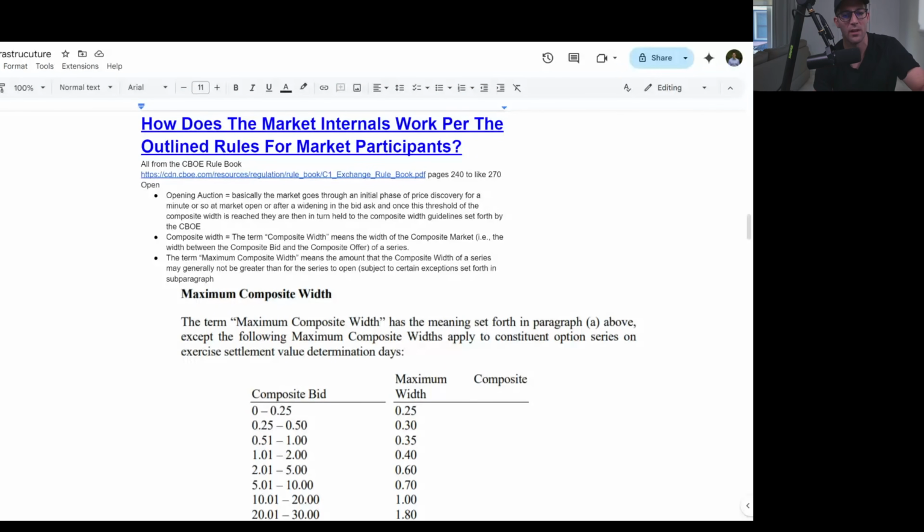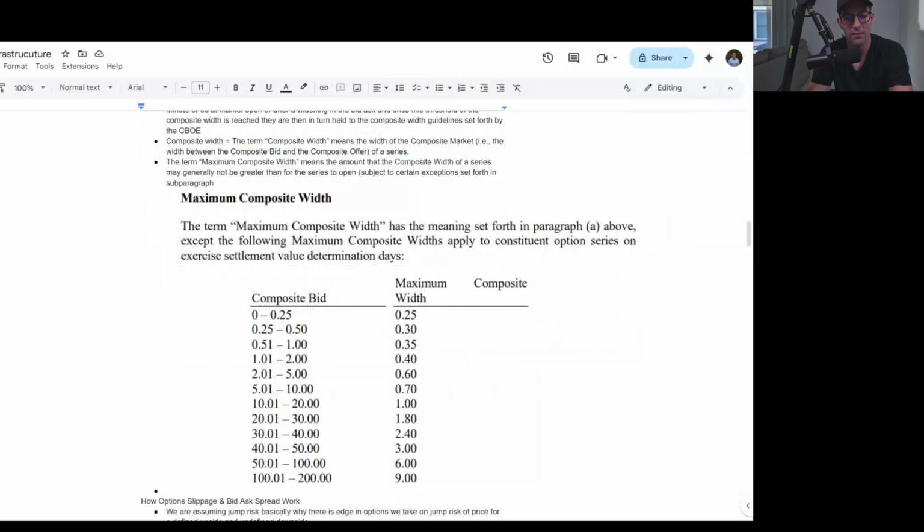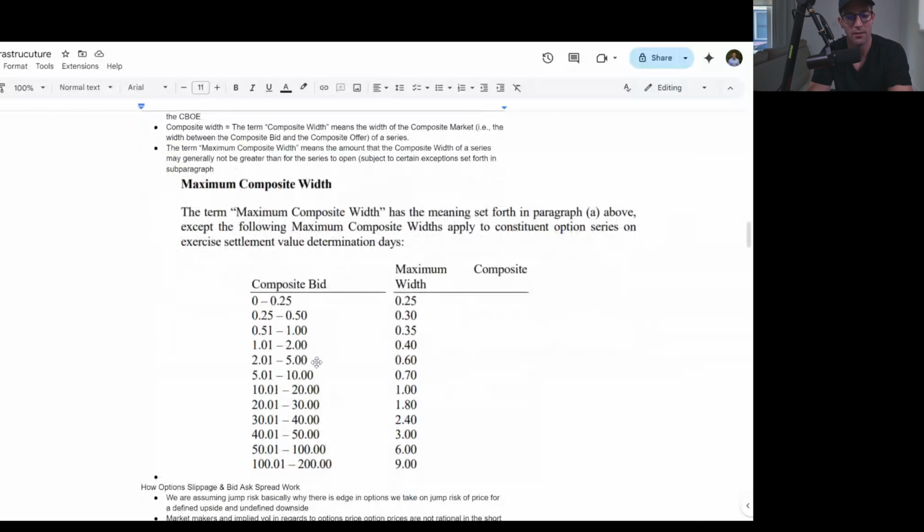And then once they reach some orders that sell and they're within a bid-ask spread of an amount, they are held to what's called the composite width, which means the width of the market, i.e. the width between the composite bid and the offer of a series. And then they're held to this maximum composite width. Granted, if the market is in times of turmoil, they can change this whenever they want. But you can see here that between $2 and $5, there's a maximum composite width of 60 cents. So that's basically 30 cents on each side of the bid-ask spread. And then between 5 and 10, it's 70 cents, or 35 cents on each side of the bid-ask spread.